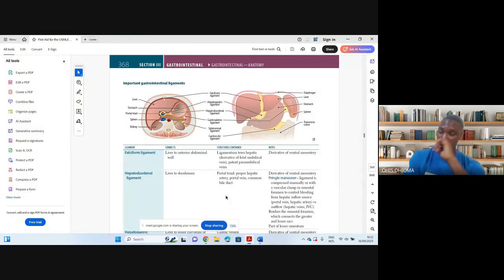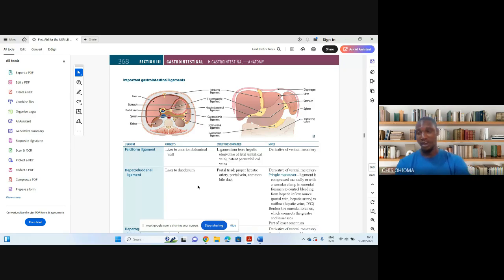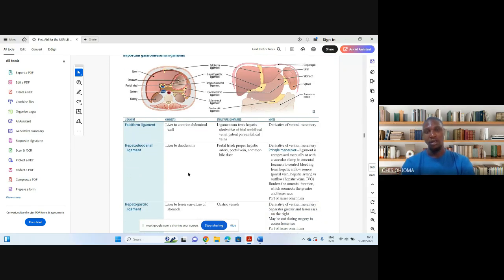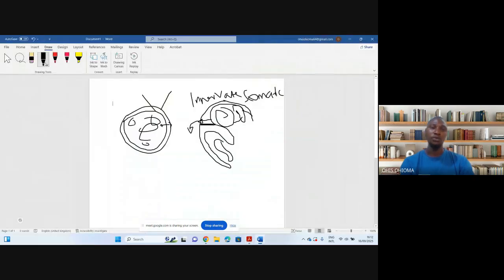Now, the most important ligament here that I'm going to talk about, and it's very high yield for you guys to know for the exam, is the hepatoduodenal ligament. And why is this ligament important? There's something known as the Pringle maneuver. So I'm just going to explain what that means, right?